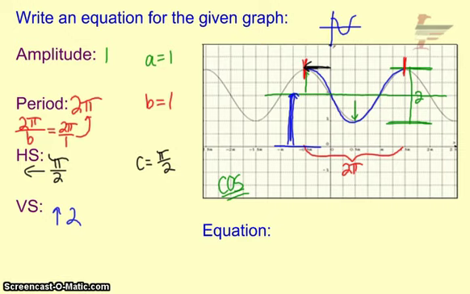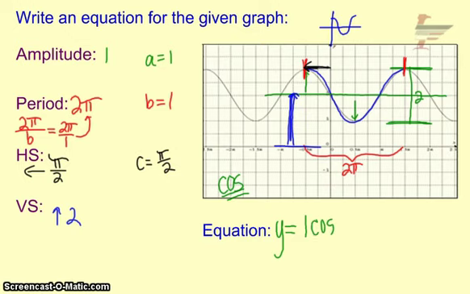Alright, so writing the equation starts out easy with y equals. With your vertical shift, you can put it at the beginning or at the end of your equation. It doesn't matter. Maybe I'll put it on the end, which means I'm going to start with the amplitude. The amplitude is 1. You can write the 1 in there or not write it in. I'll go ahead and write it in just because I'm talking about it. Next comes your sine or cosine. So this is a cosine graph.